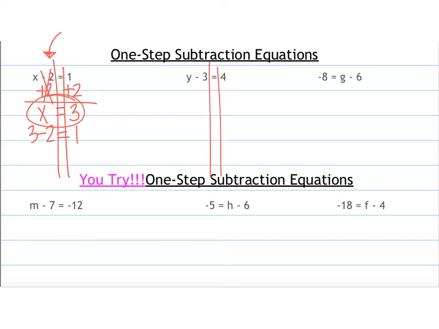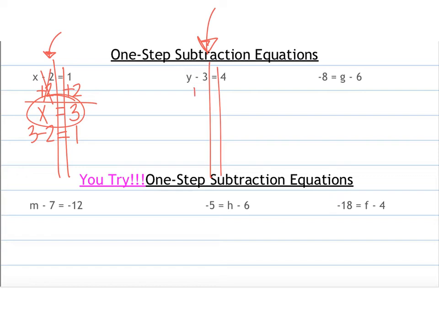Y minus 3 equals 4. So what number minus 3 equals 4? These types of equations, we want to look at it and say y equals 1. Because we think in our brain 4 minus 3, because we see the subtraction and we see the 4 and we see the 3, but really we're going the other way. We have a number, we're taking away 3 and we're ending at 4. So the number has to be greater than 4.